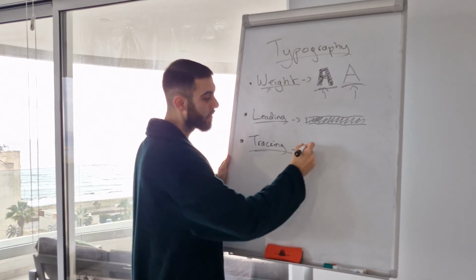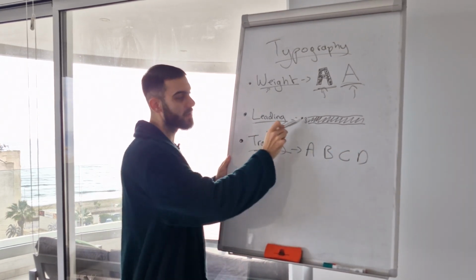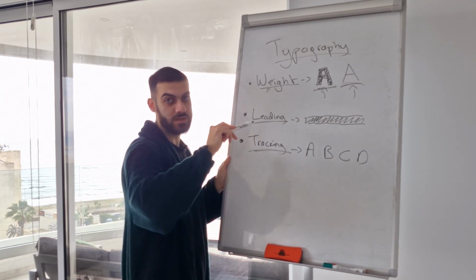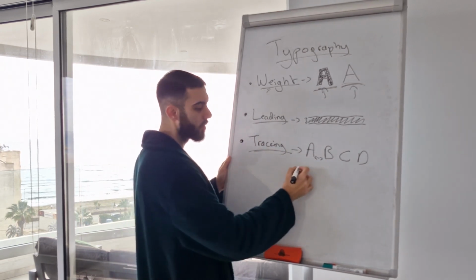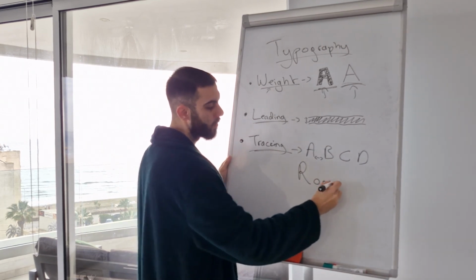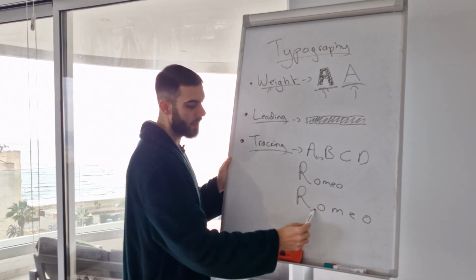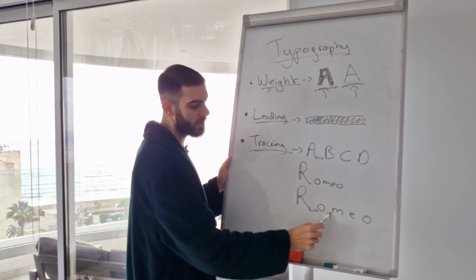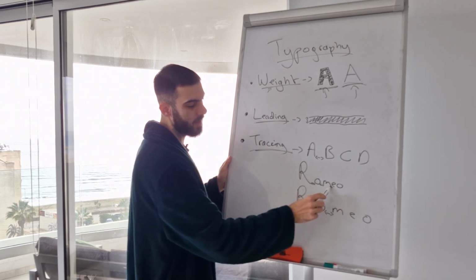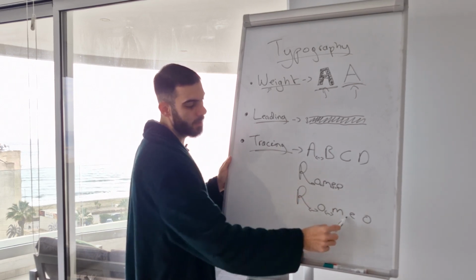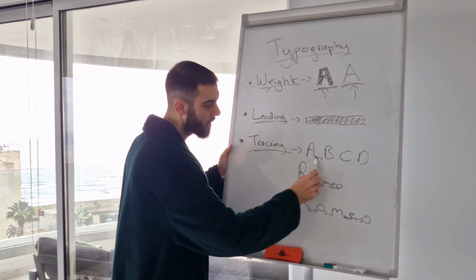This is simply the difference between the space of your letters. So while leading is the difference of space between your sentences or the lines, this is the difference in space between the letters. So if we were doing Romeo and Juliet, I can have Romeo like this, or I can have Romeo like this. This one has higher tracking, has more tracking than this one, because this is tightly packed together. Letter after letter is tightly packed together. But this one, the letters are separated even more. So tracking is the difference of space between your letters.